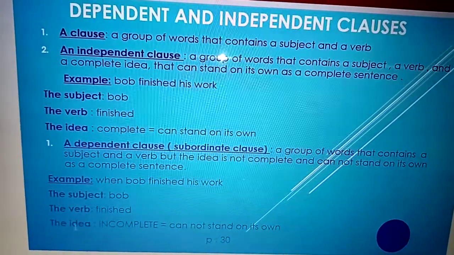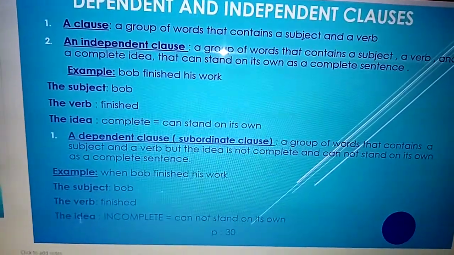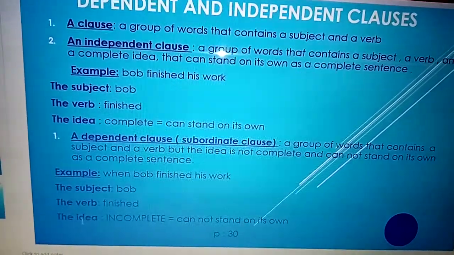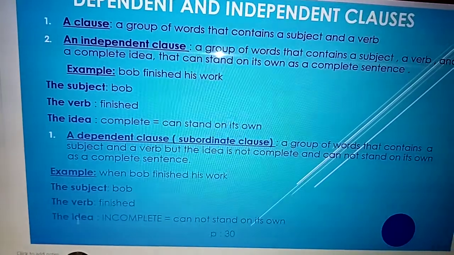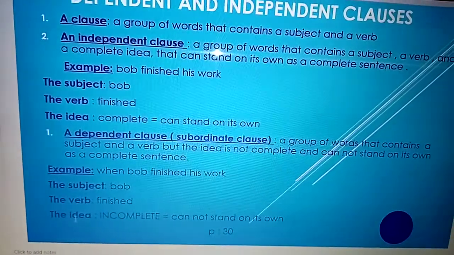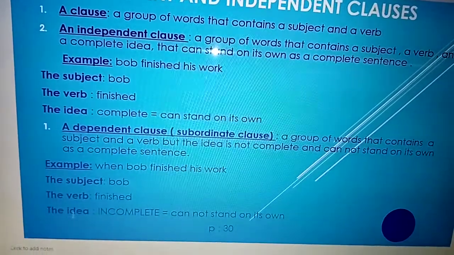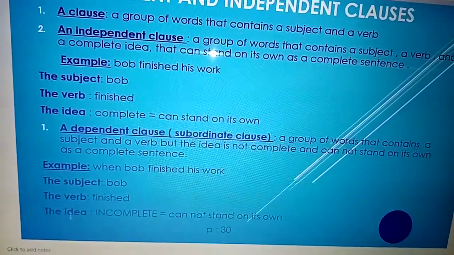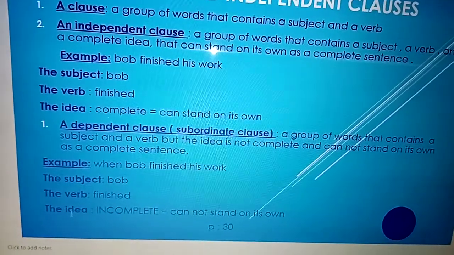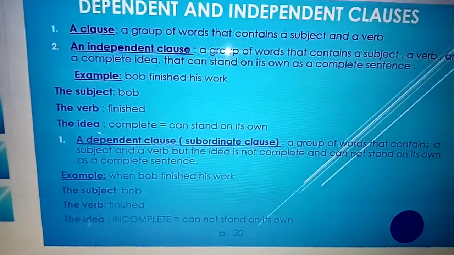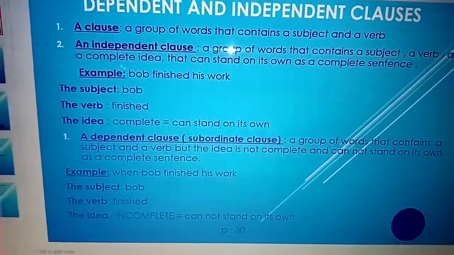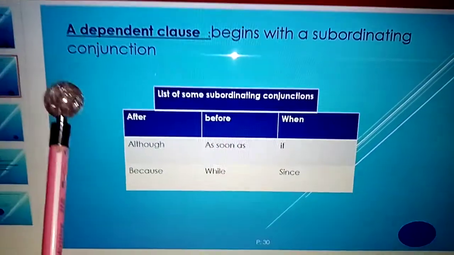Okay, when Bob finished his work, and then what is he going to do after he finished his work? We don't know till now. So the meaning is incomplete and the sentence has an incomplete thought. Right? Okay. So now we learned dependent and independent clauses.